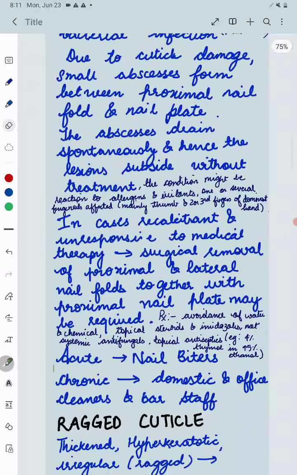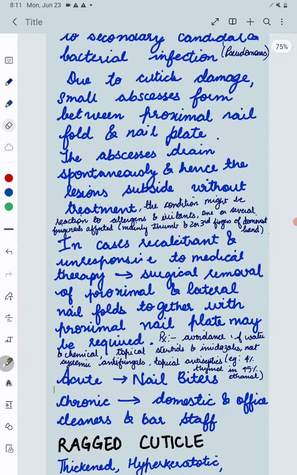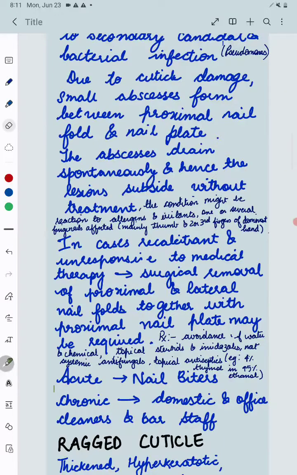Now if there is recalcitrant or unresponsive to therapy, so I would like to explain this part. This is nail plate, this is proximal nail fold, distal nail fold and proximal. Here there is cuticle. If there is cuticle damage, then this is proximal nail fold. It detaches from the nail plate and a pocket forms between the nail plate and proximal nail fold, and bacteria can seep inside and cause infections. So this is the pathomechanism. The fungus can seep inside, bacteria can seep inside and cause infection. In chronic paronychia, it is usually the fungus that causes the havoc.